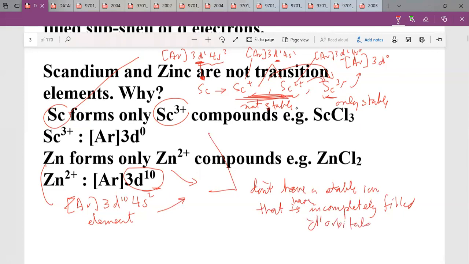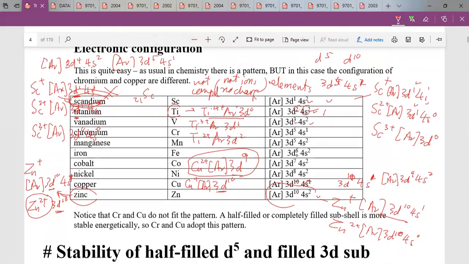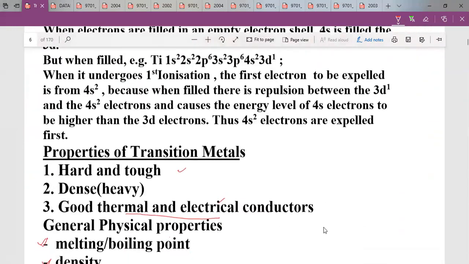Okay, so that's why we don't have these 2s transition metals, right? Now, as I said, this one you can see here. All right, now let's go to the other part here.